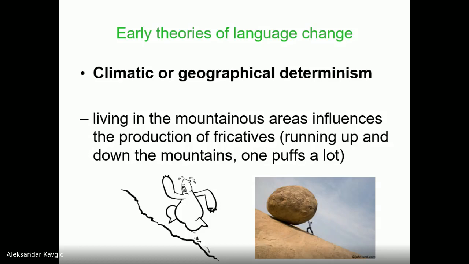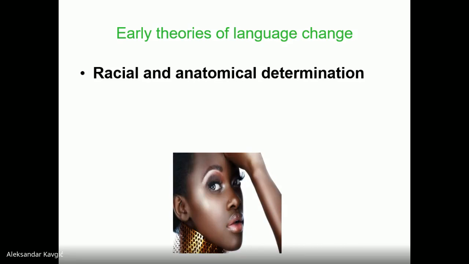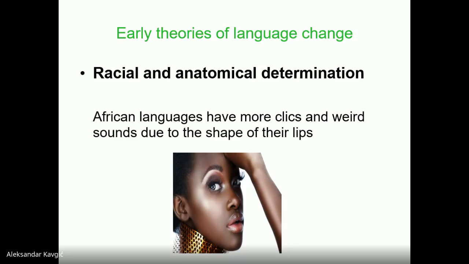this theory was correct. The most embarrassing of all theories, which of course was discarded very early on, but for historical reasons we have to mention it because it was the dominant theory for a couple of decades, was something terrible. I'm really ashamed that I'm showing you this slide, but for historical reasons we have to do it. It was racial and anatomical determination. Believe it or not, the explanation in the 19th century for the phonology of African languages was that people from Africa have a strange shape of their lips. So the reason why African languages have clicks and other, as they called them, weird sounds, is the shape of the lips of Africans, not African Americans, but really African nations.